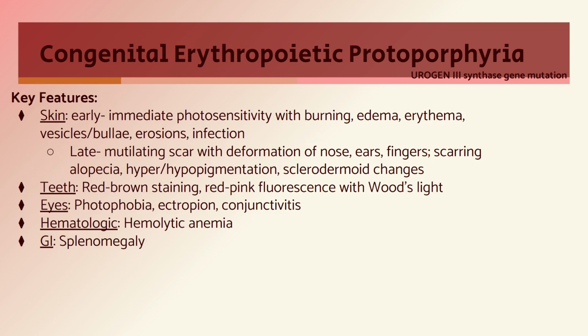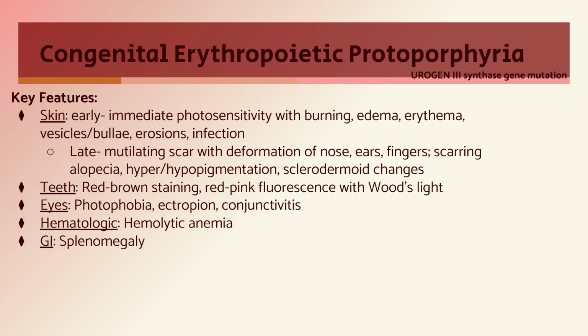This one happens early. You're going to get immediate burning, photosensitivity, edema, erythema, vesicles, bullae, mutilating scars, all in sun-exposed areas with sclerodermoid changes. The teeth here are pretty interesting, and if you're curious, it's a good clue.